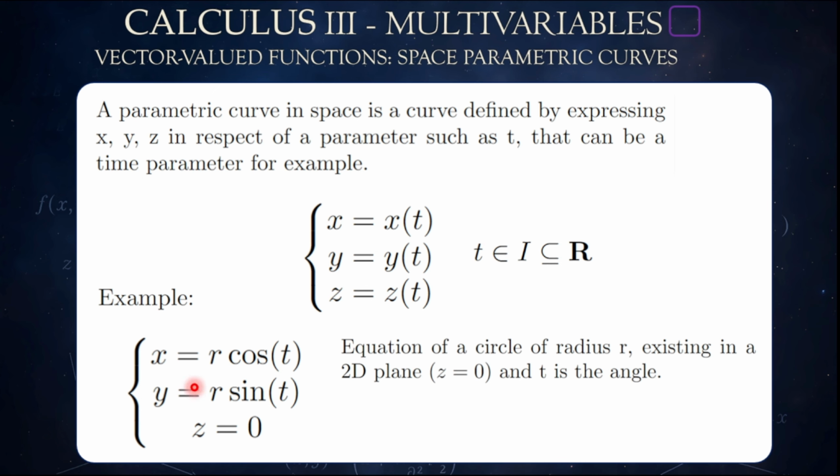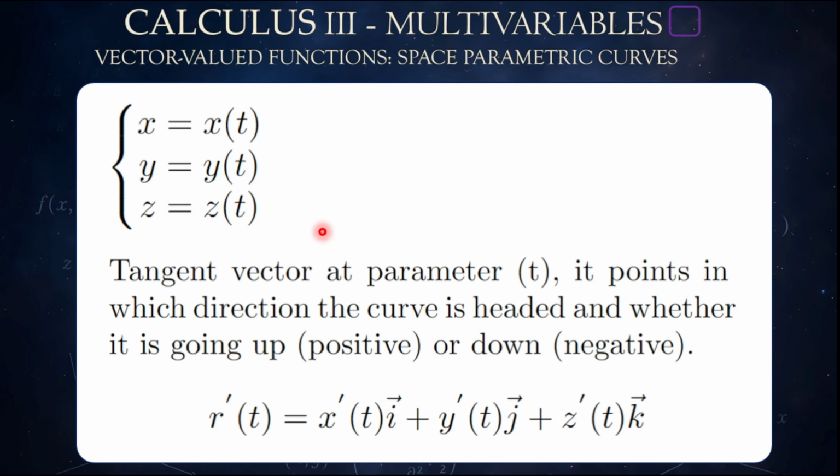As an example, x equal r cosine t, y equal r sine t, and z equals 0, where this is an equation of a circle of radius r existing in a 2D plane. Of course, that's why z is equal to 0. And t, of course, is the angle.